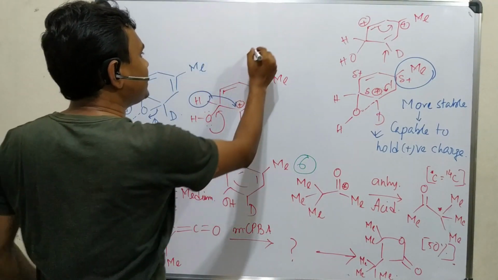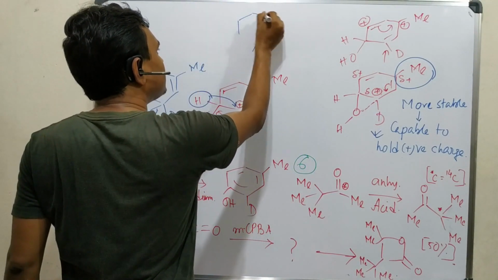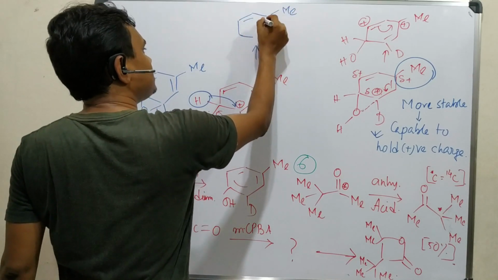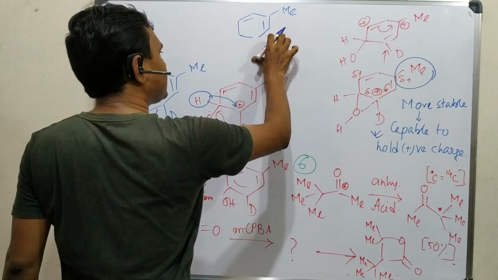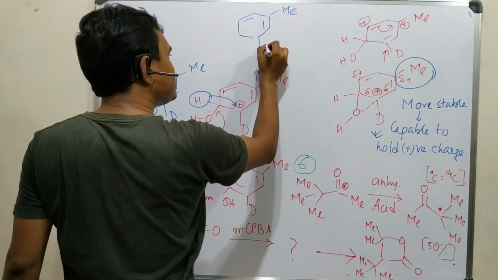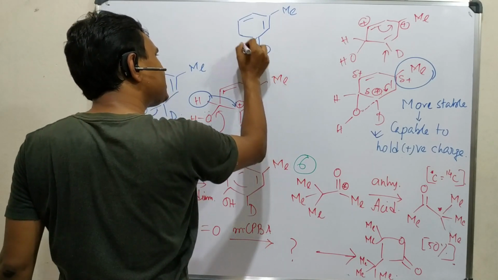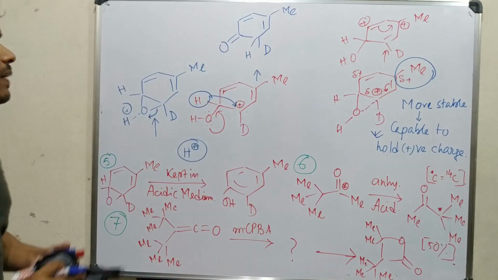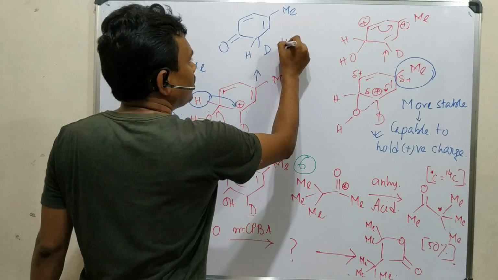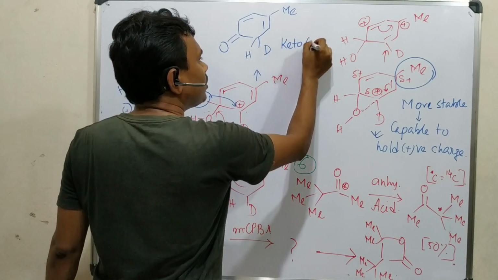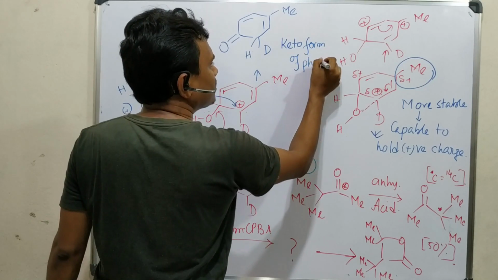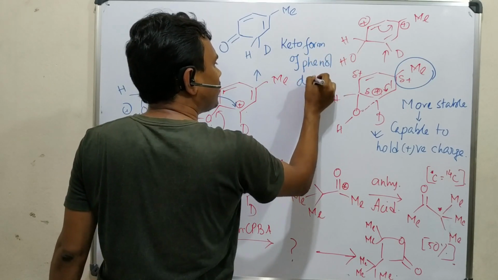If it migrates, then the product will be: this is methyl, fine, this is a double bond, this is D, this is H, and here a double bond. You can see this is nothing but a keto form of a phenol derivative.